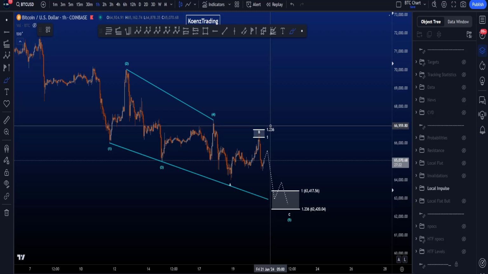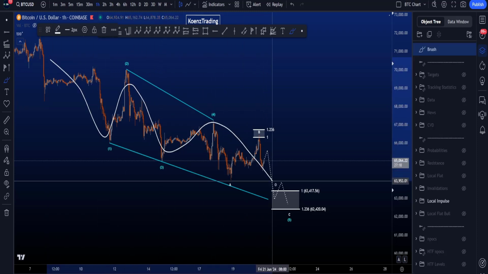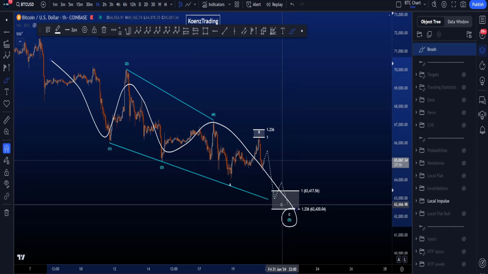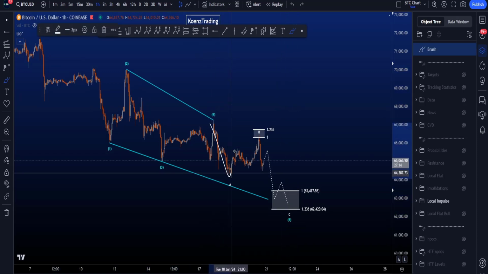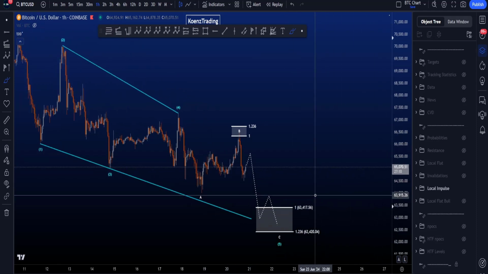Here we have an unfinished diagonal, wave 1, 2, 3, 4, and now we look for a zigzag to the downside in a wave 5. A 5 wave A, 3 wave B, and a 5 wave C towards the downside.